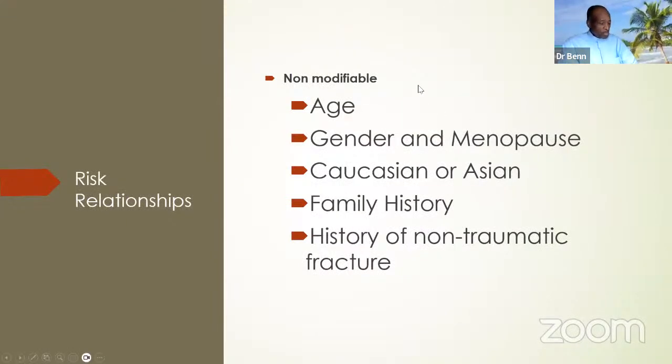All right, so let's look at some risk relationships. Let's look at some things that are not modifiable. Age, obviously. Gender, menopause, that's not modifiable. Caucasian or Asian, not modifiable. Family history, you got what was sent down the line. History of non-traumatic fractures. Sometimes people have fractures that didn't occur because of trauma, what we call pathological fractures, and there's a variety of reasons for those things. So those things we can't do anything about, okay?